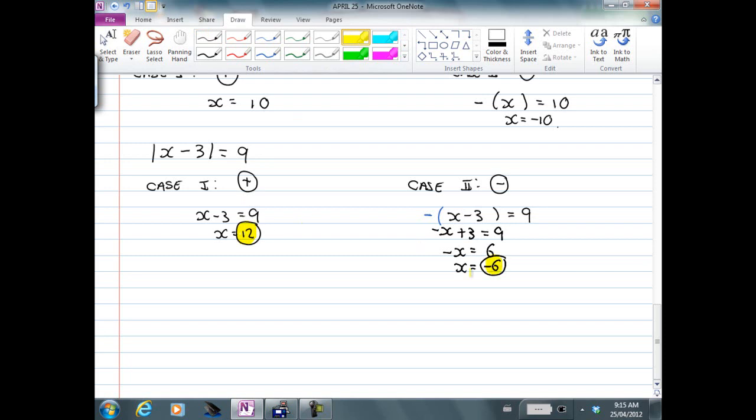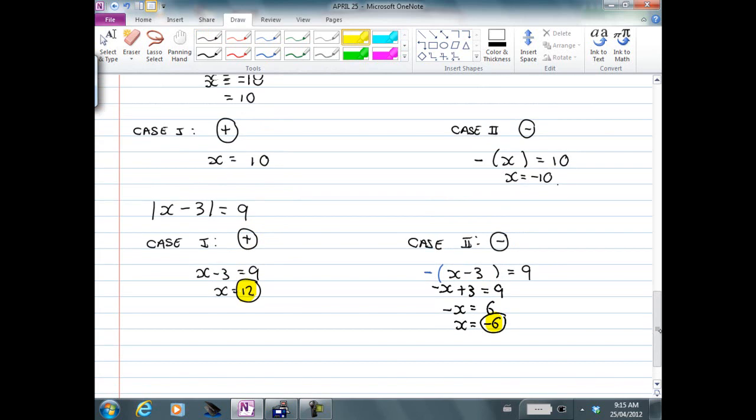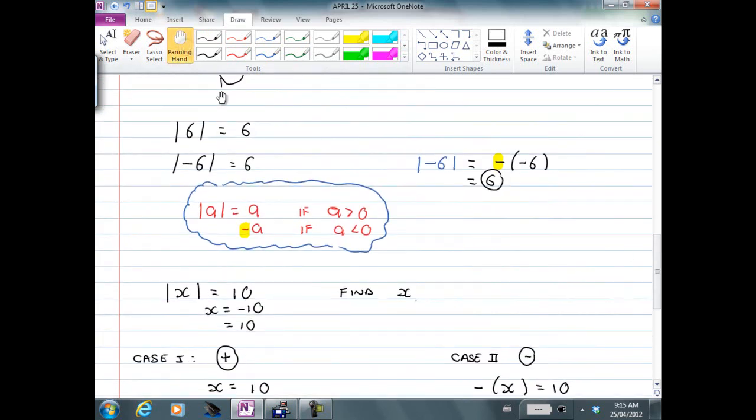And like I said, whether you understand this or not lies in one simple concept. The absolute value of A is either A or negative A, and it depends on what your A value is.